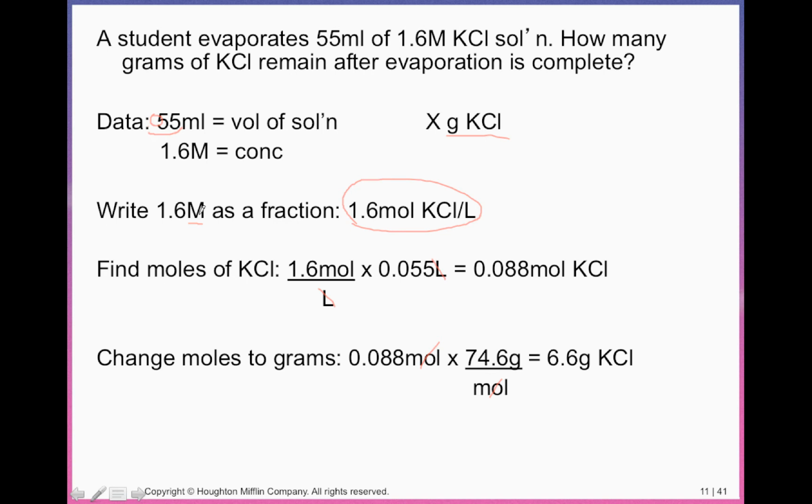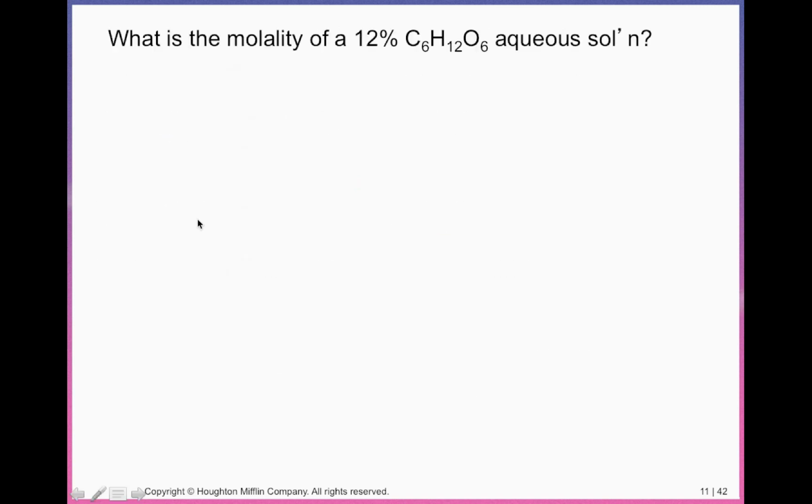All right, now for the last problem. What's the molality of a 12% glucose aqueous solution? All right, so again, we want to write the percent as a fraction. So 12% is 12 grams of glucose per 100 grams of solution. Now notice in the problem they didn't give us any amount of the solution, and that's because it doesn't really matter. So we're going to make some assumptions. I'm going to say, well, if I had 100 grams of the solution, that would be 12 grams of glucose. So remember, the concentration does not depend on the amount of the solution.